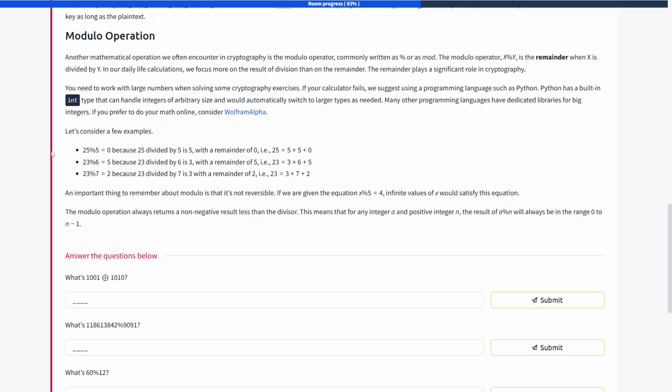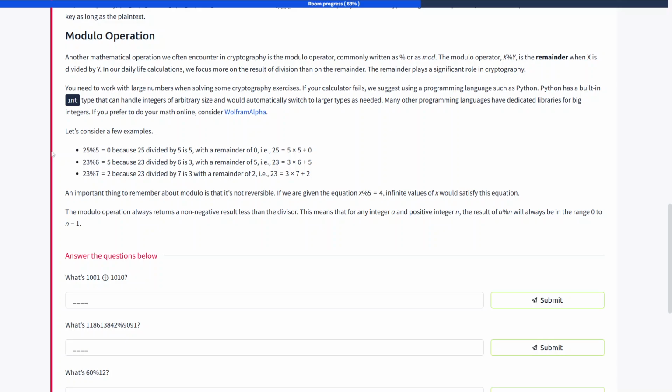Another mathematical operation we often encounter in cryptography is the modulo operator, commonly written as percentage or as mod. The modulo operator x % y is the remainder when x is divided by y. In our daily life calculations, we focus more on the result of division than on the remainder. The remainder plays a significant role in cryptography.